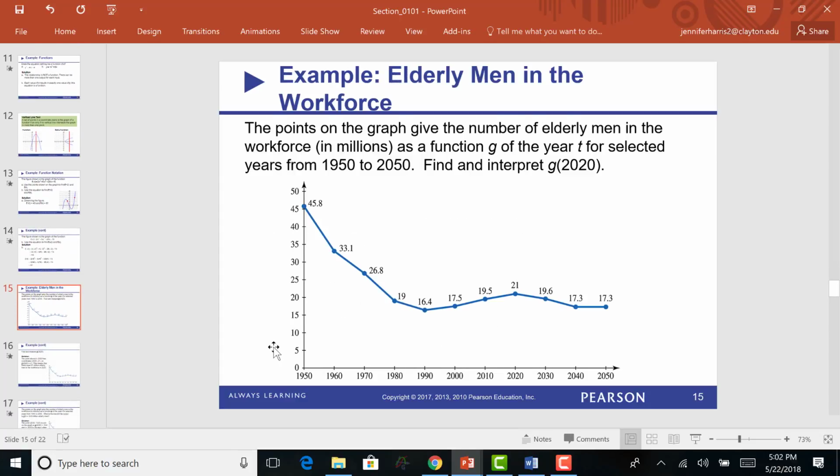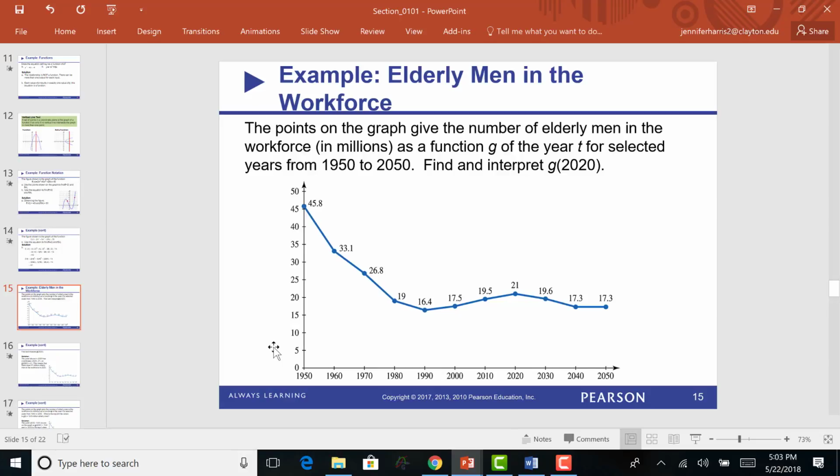All right, back to real life again. We're talking about domain, range, input, output, and how we see it in real life. It's graphed on a graph. Let's see what the conversation is: elderly men in the workforce. The points on the graph give the number of elderly men in the workforce in millions as a function G of T. What letters did they use for variables? G and T. Which one is output and which is input? G is Y, so G is the output and T is your input.